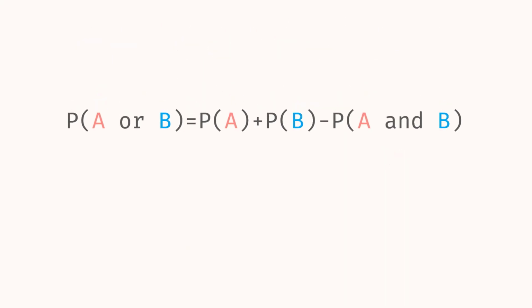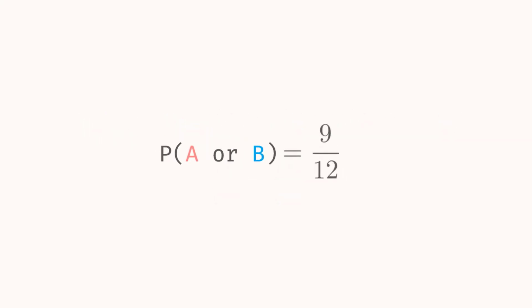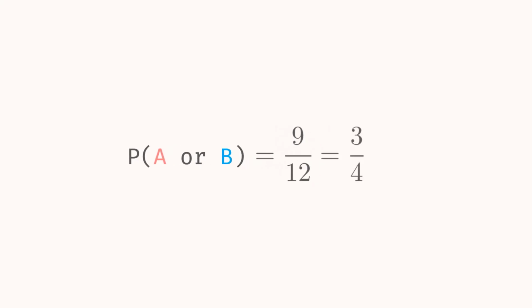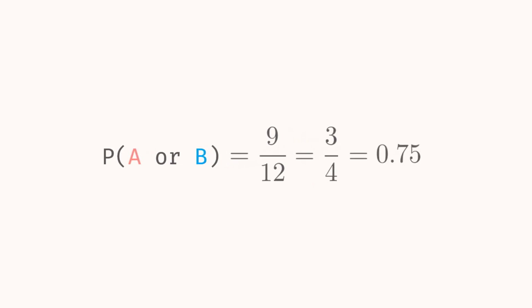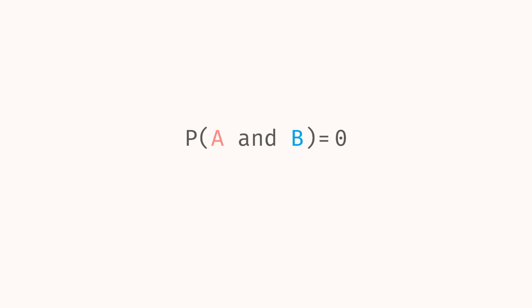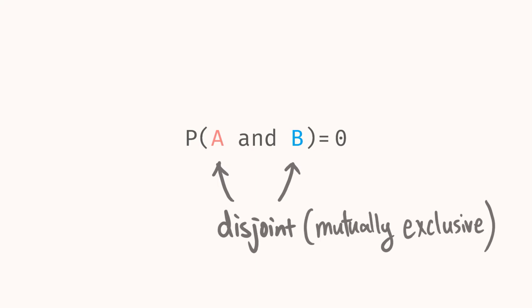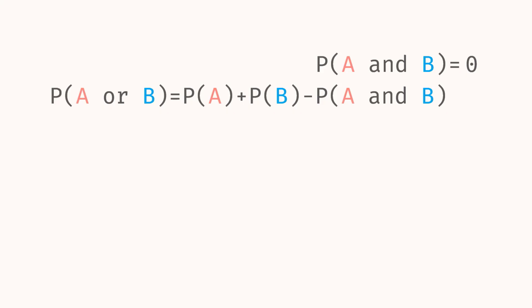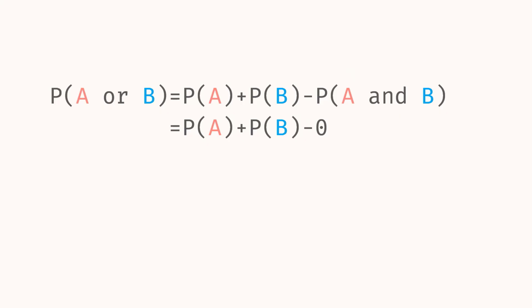And thus, P of A or B is equal to 4 over 12 plus 5 over 12 minus 0, which gives 9 over 12. So it's 3/4, or 0.75. In the case when A and B cannot occur at the same time, like this problem, we say that the events A and B are disjoint, or mutually exclusive. And so, if A and B are disjoint, then the addition rule can be simplified to P of A or B equals P of A plus P of B.